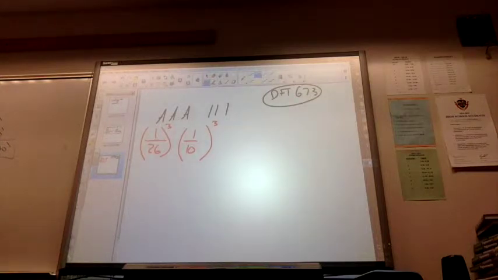So this is going to be a pretty small number. I'm going to go 1/26 raised to the third. Oh, that's pretty small. I'm going to store that. And then I'm going to go 1 out of 10. That's 0.1 to the third, which is 0.001. So I'm going to go.